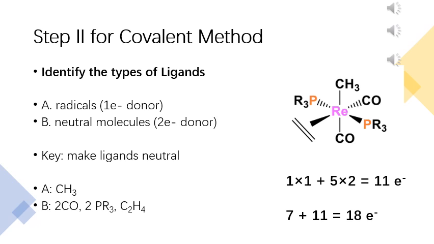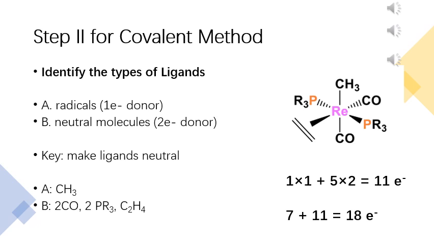For example, in this rhenium complex, CH3, if it's neutral, will become more stable as a radical because there is no CH3 molecule. So the CH3 methyl radical is a type A ligand. It will add 1 electron to your final electron counting result. And CO, phosphine, and ethylene are all stable neutral molecules, so they are type B ligands and will add 2 electrons to your final result.